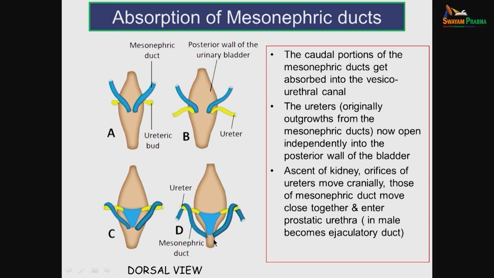So, the further development of urethra and mesonephric duct in males will be dealt with in the class on male genital system. For the time being, you can understand that because of the ascent of the kidney, the orifices of ureter are moving cranially, and the mesonephric ducts, you can see from these two pictures, are moving closer to each other, and they are entering this part of the urethra. This is going to become the future prostatic urethra, and this mesonephric duct is going to become the ejaculatory duct.